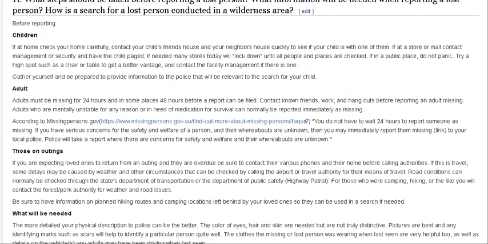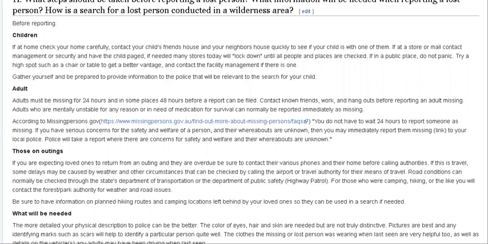So gather yourself and be prepared to provide information to the police that will be relevant to the search of the child. Adults must be missing for 24 hours and sometimes 48 hours before a report case can be filed. Contact known friends, work, hangout places before reporting a missing adult. Adults who are mentally unstable for any reason or in any need of medical or medication for survival can normally be reported immediately as missing.